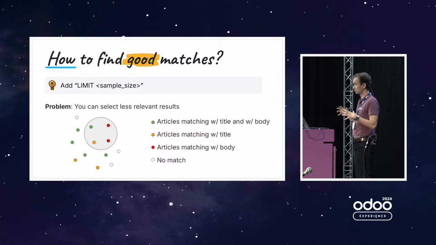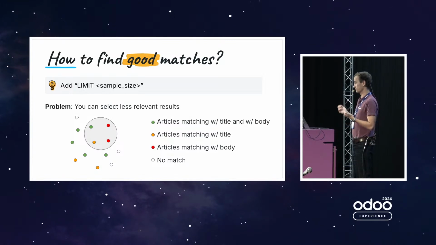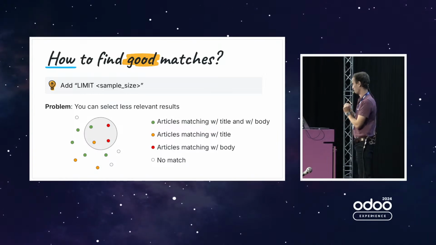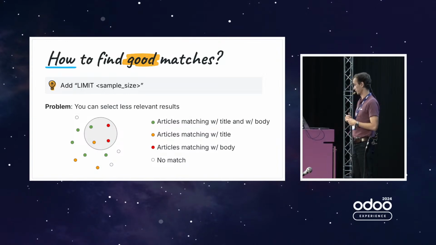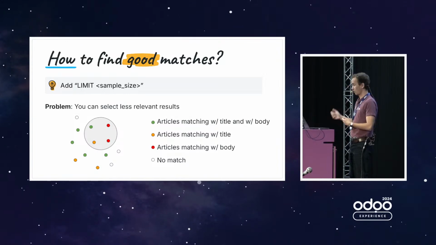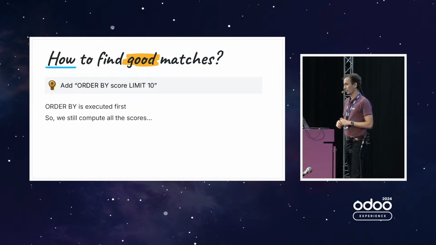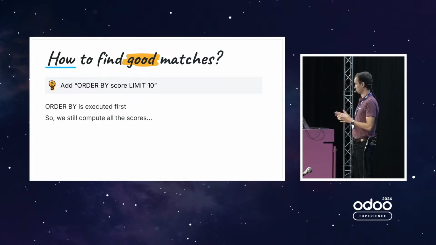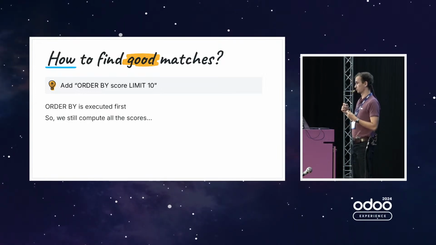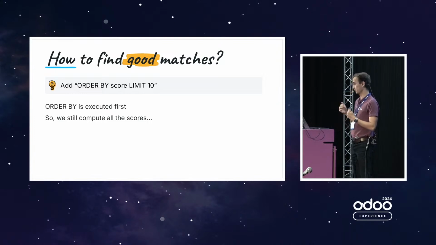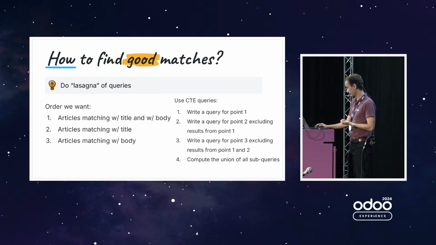So the first one would be to use a limit operator. But there are a few problems. You may select articles that are not really relevant because you just take a subset of your dataset. And sometimes you can select bad results, such as only articles matching with the title, while you have other articles you didn't select that match with the title and the body. The other possibility would be to use an order by clause. But it's actually not the solution, because you still have to compute the score of all matches before finding the top K articles. So you still have to compute the scores, and it's still really expensive.